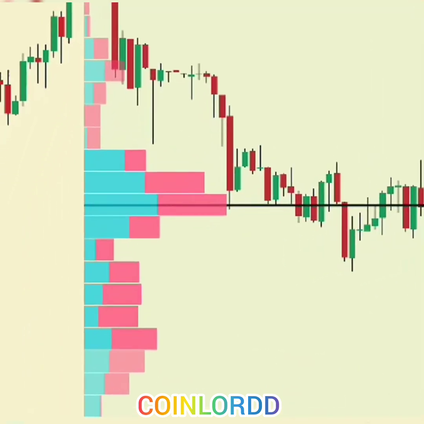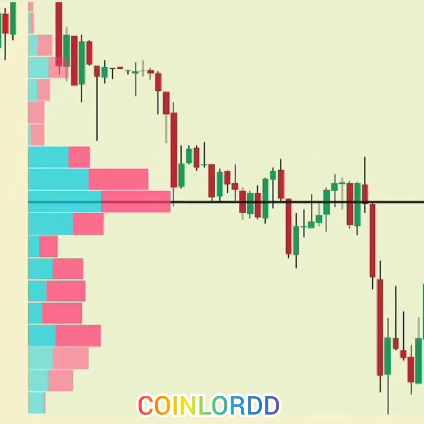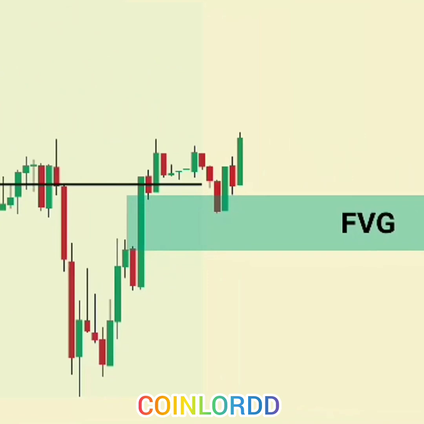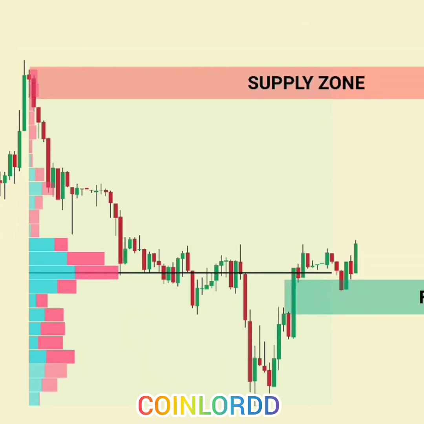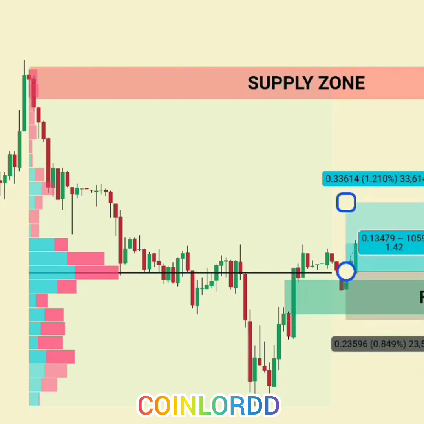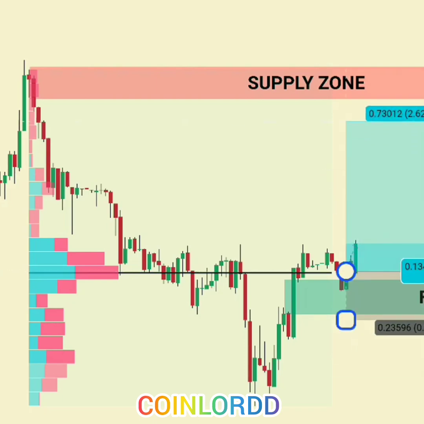I had volume supporting the idea through the point of control. I had an imbalance in the form of a fair value gap. And now I had displacement confirming bullish intent. With all three factors aligned, the setup was finally ready for an entry. With confirmation now in place, I executed my entry directly from the fair value gap.